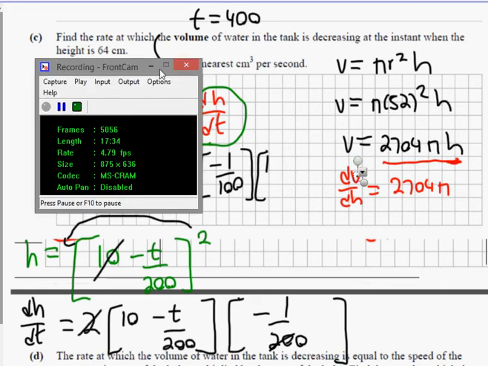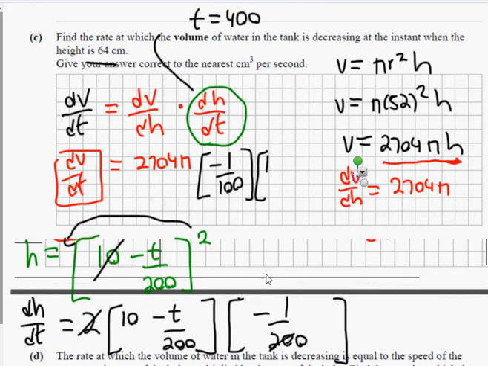Now, what we have here, guys, is what I was saying. Is this writing for me? It is writing for me, great. Now, what we have here is our 10 minus t over 200 multiplied by minus 1 over 100 then, didn't we? Because we cancelled the 2. Now, the great thing about this is we know that t equals 400.